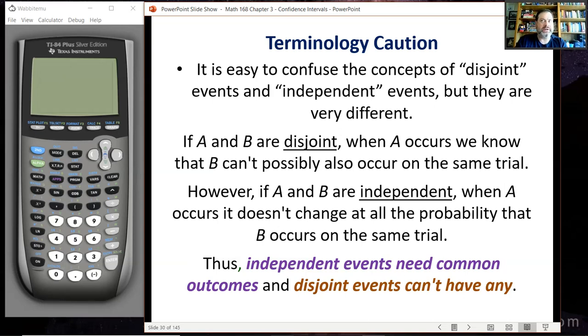Independent means if A happens, then B just keeps doing what it's doing. Or if B happens, then A just keeps doing what it's doing. So independent events can have common outcomes because they don't affect each other. They just do whatever they're normally doing. But disjoint events are not allowed to have common outcomes by definition. You have some problems on the homework that deal with this. Use this, I don't know if it's a mnemonic or maybe like a hint, this way of thinking about independent events and disjoint events. It'll help you on the homework and on a test.